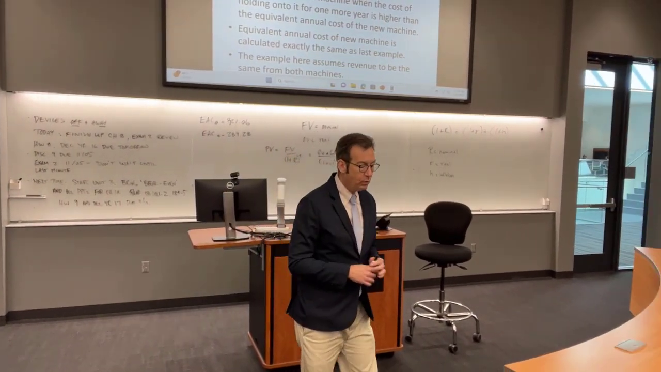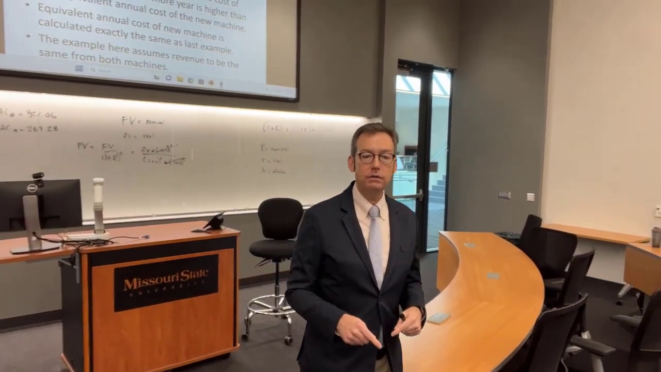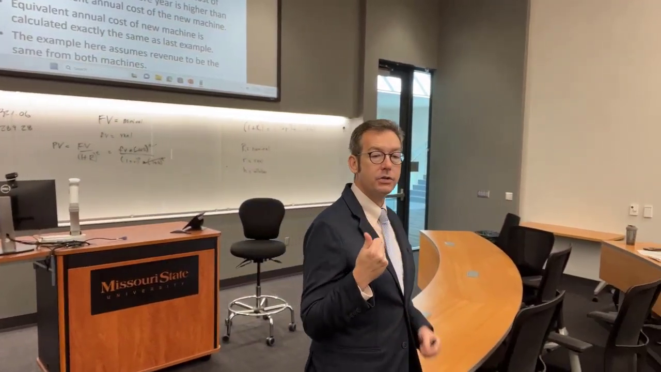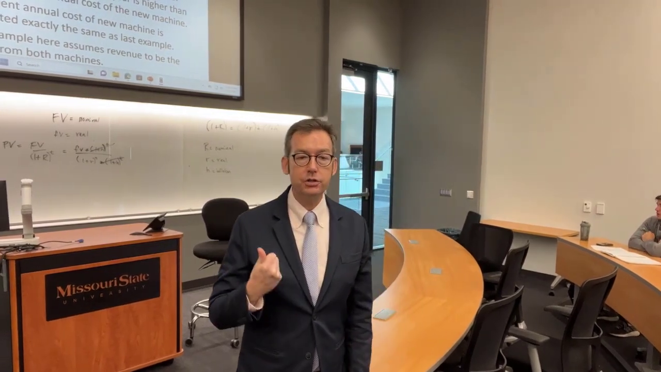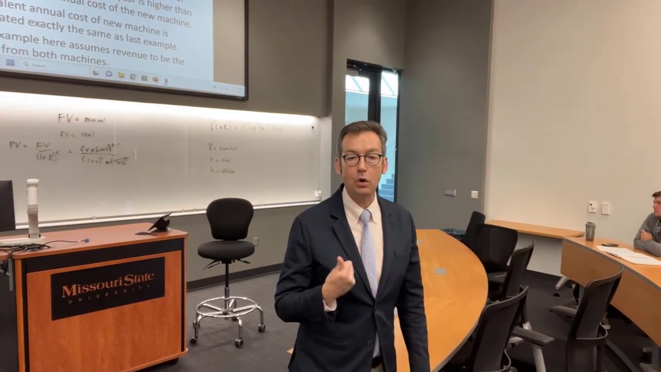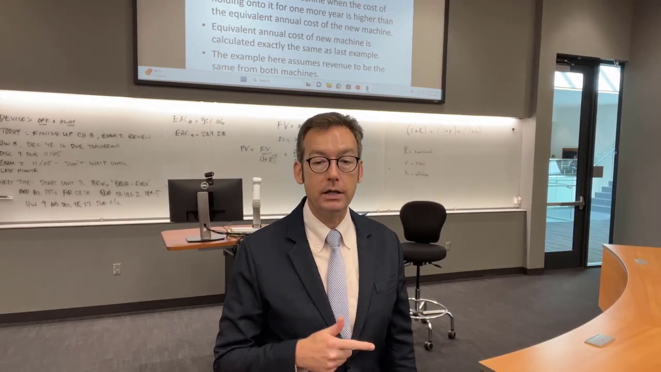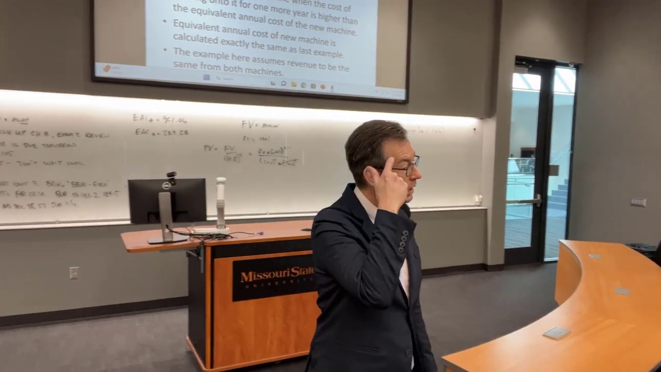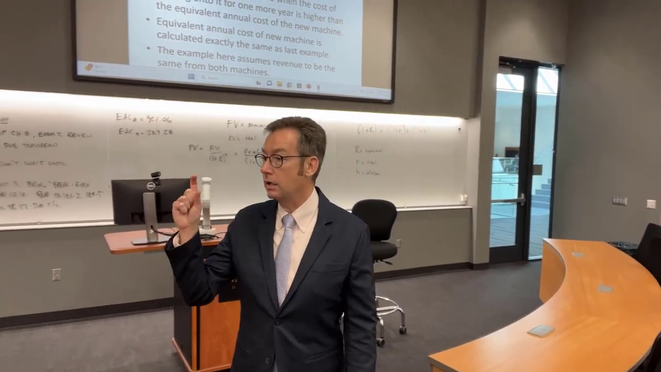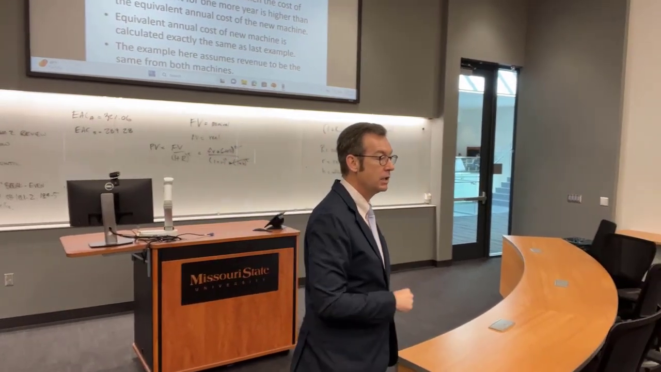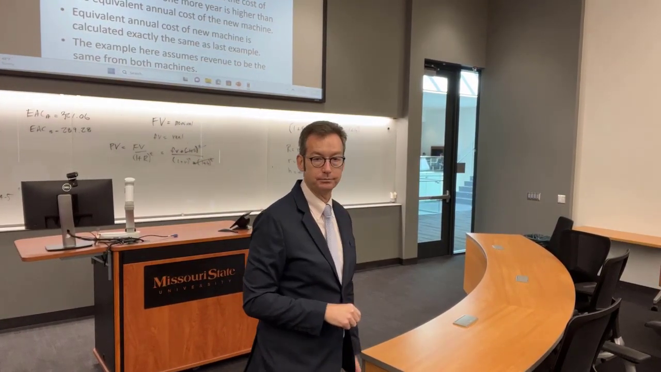How are we going to do this? What we are going to do is look at the equivalent annual cost of the new machine. And then that's going to be our benchmark. And the first year in which keeping the old machine one more year is going to cost us more than the equivalent annual cost, then we go ahead and replace it. So that's the rule. The first year in which the cost to hold on to the old machine for one more year exceeds the equivalent annual cost, then we go ahead and get the new machine.